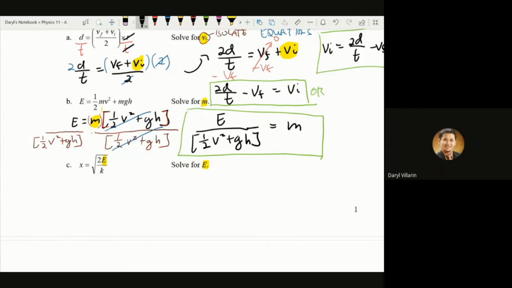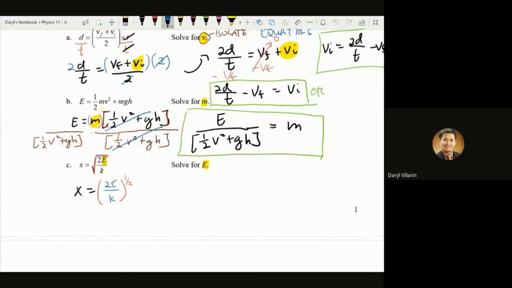If you can remember, this square root thing here is just the same thing as, excuse me, so that is just 2e over k. That is just the same thing as the exponent is 1/2, okay? So how would you get rid of that 1/2 exponent?